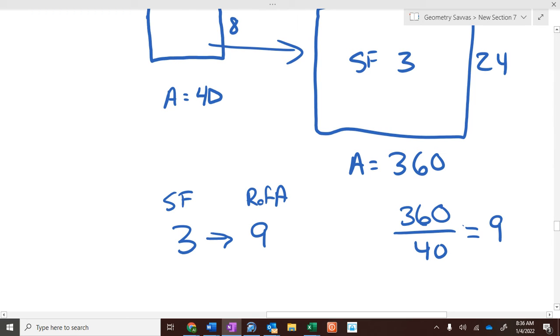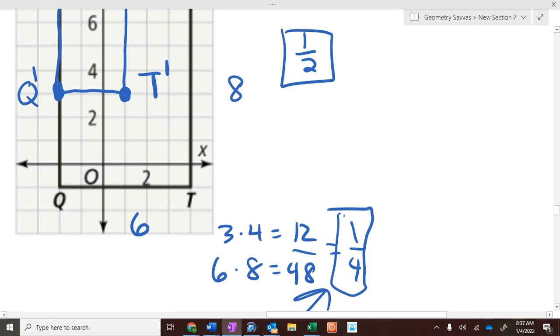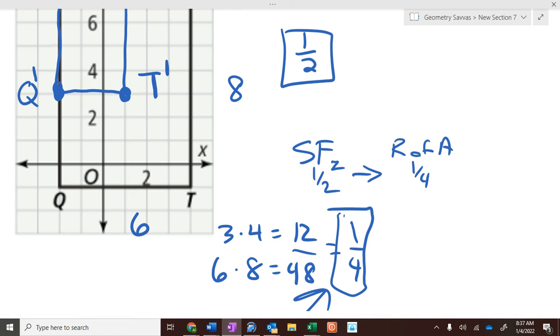So how is the ratio of areas related to the scale factor? You square the scale factor, right? Okay, so let's go back up to this one. If the scale factor is 1/2 and the ratio of areas is 1/4, what happened to the scale factor? We squared it. Okay, so to find the ratio of the areas, it's the square of the scale factor.